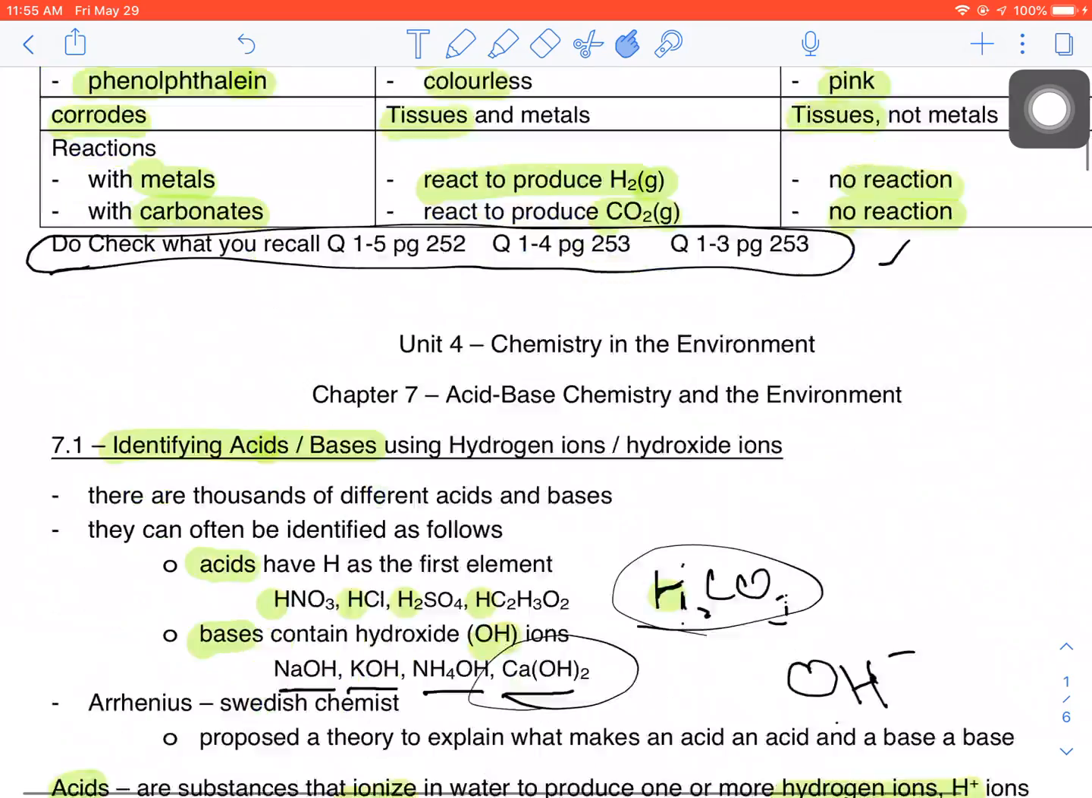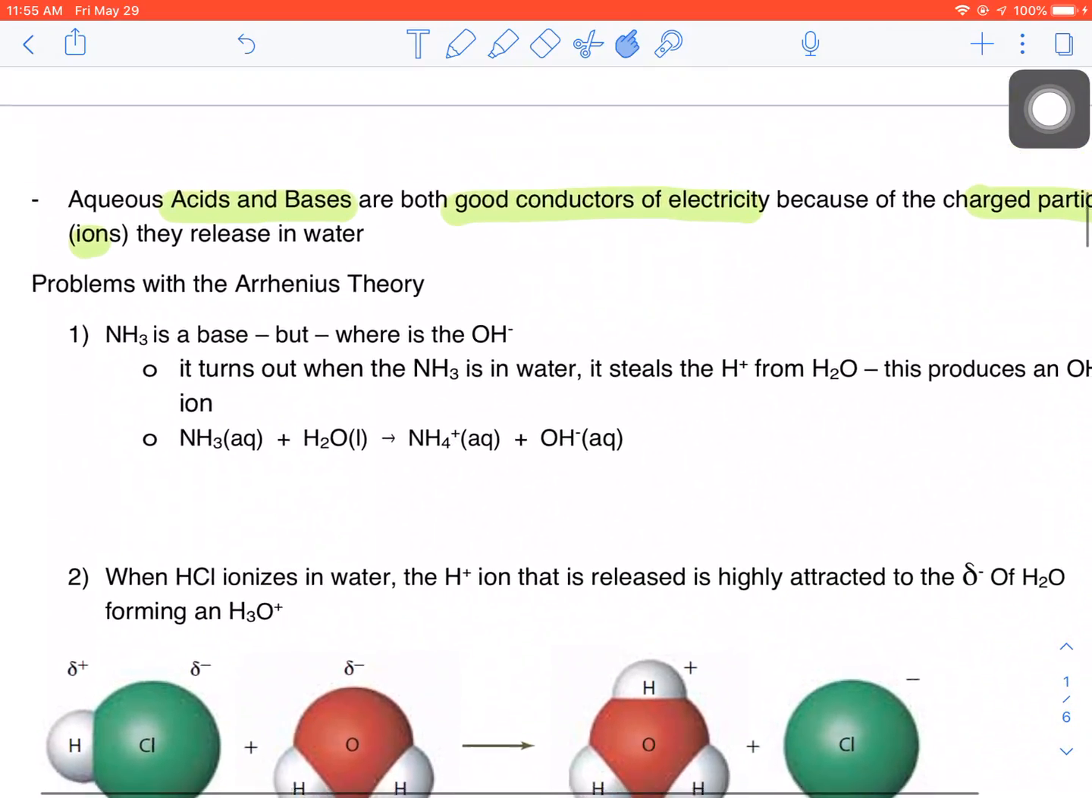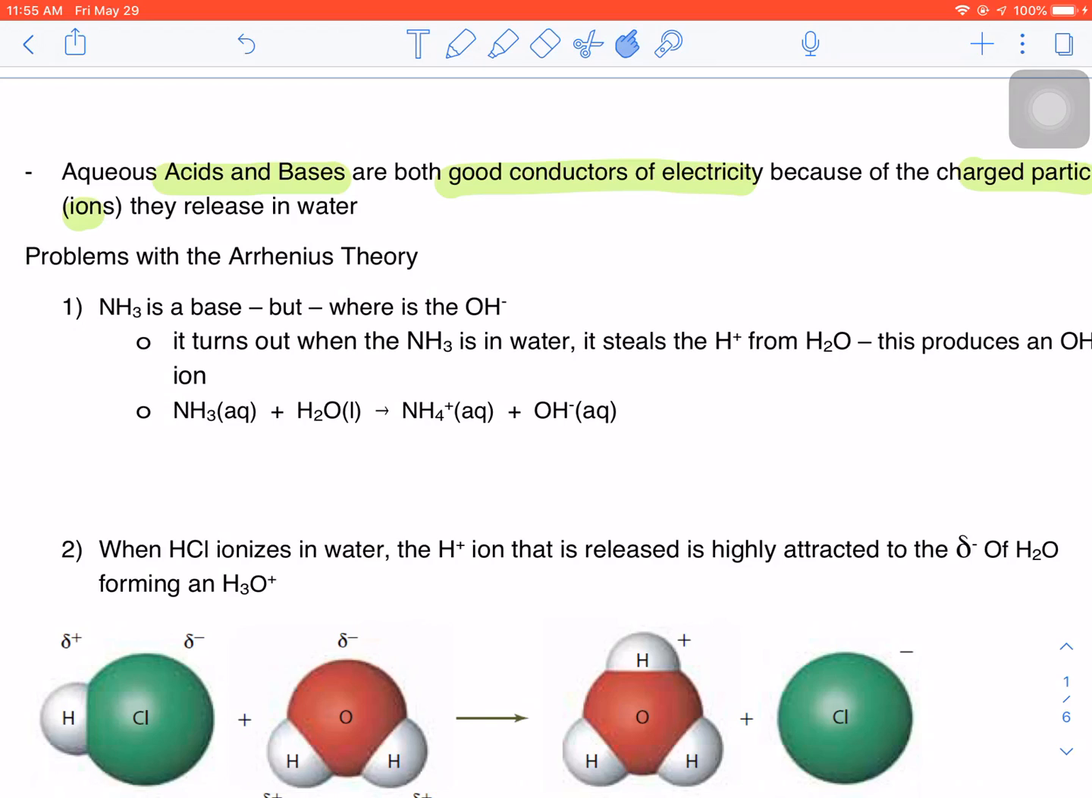And the reason for that is because of the ions that are released in solution. Now, the one main problem with the Arrhenius theory, one of them, not all of them, but the main one, came from this compound here. When I put NH3, ammonia, which we use for cleaning our windows, it's in Windex, it's in other types of household cleaners, if I put it in water, the pH comes out around pH 11.